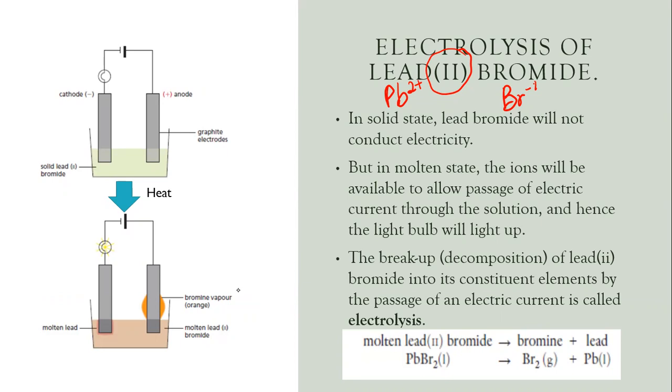So now you are going to do your electrolysis. When you do your electrolysis, there are two ions. You have your lead ion and you have your bromine ion. Now, the bromine ion is going to be attracted towards which electrode?